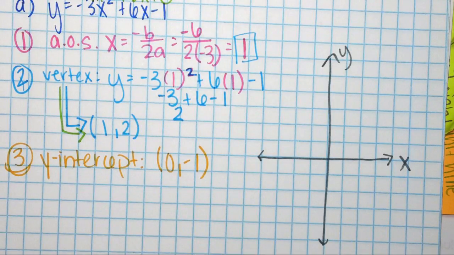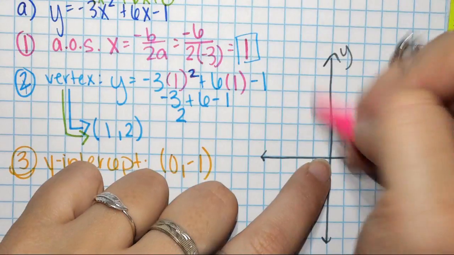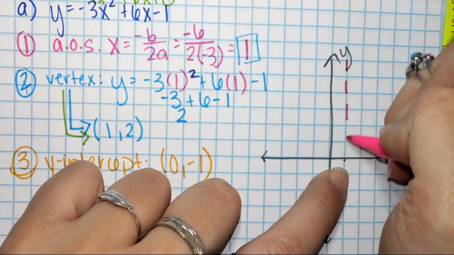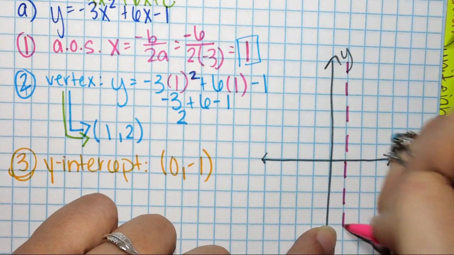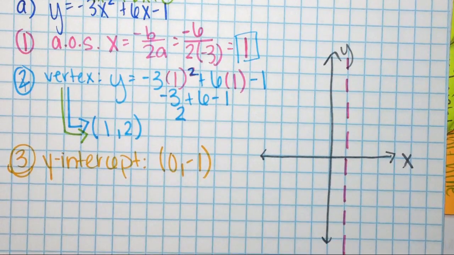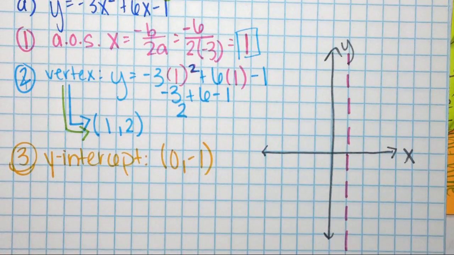Now the first thing we graph is our axis of symmetry, and it's x equals 1. And remember, your axis of symmetry is a vertical imaginary line. So you go write 1, and do not put a dot, but just make a dotted line, or a dashed line. Do not put a point.